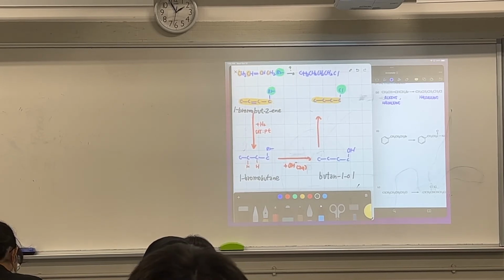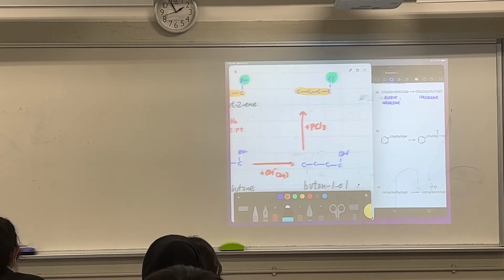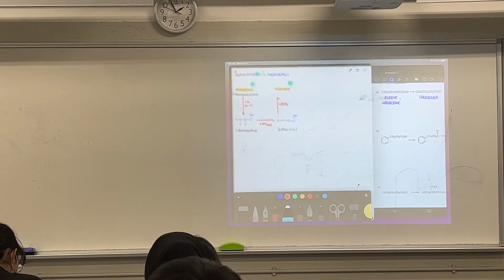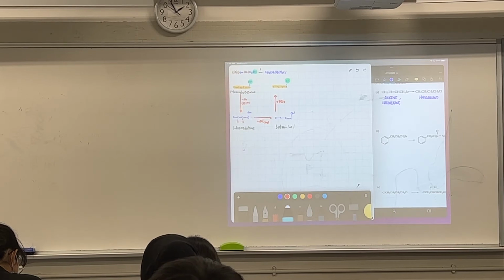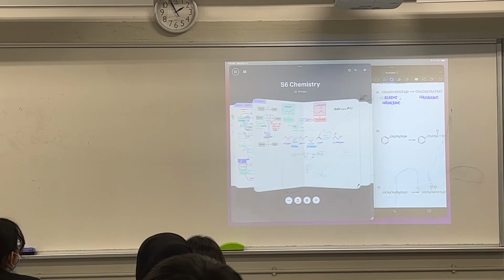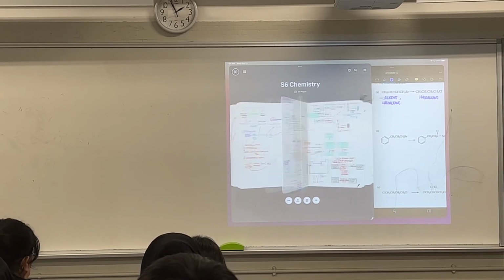Okay, so what should we add in the last step? PCl3, yes, PCl3. And that will turn it into it. What's the side product that we get when we add PCl3? Do you remember? It's an acid that is the brother of phosphoric acid. Phosphorous acid. What's the formula? H3PO3, H3PO3.